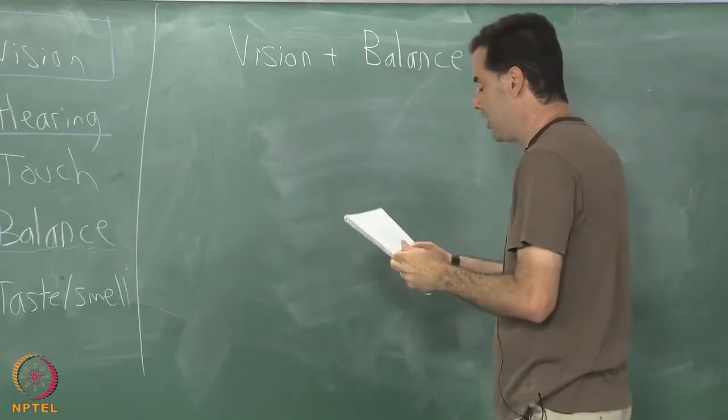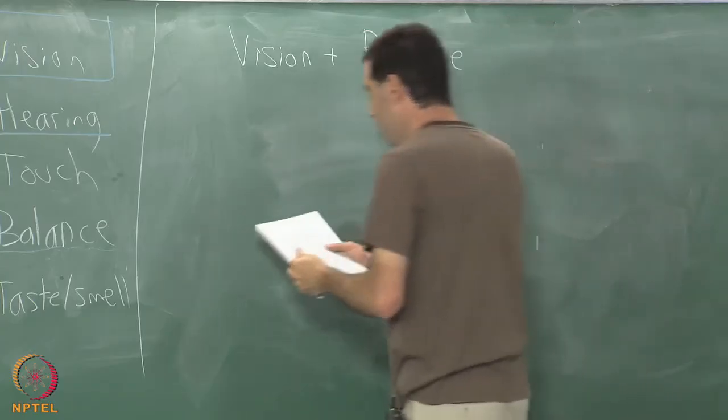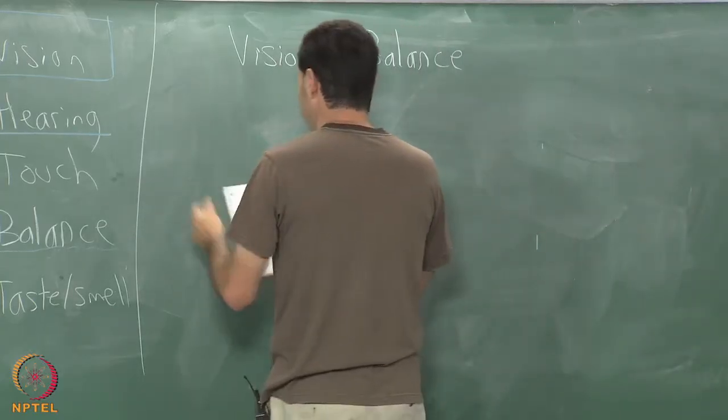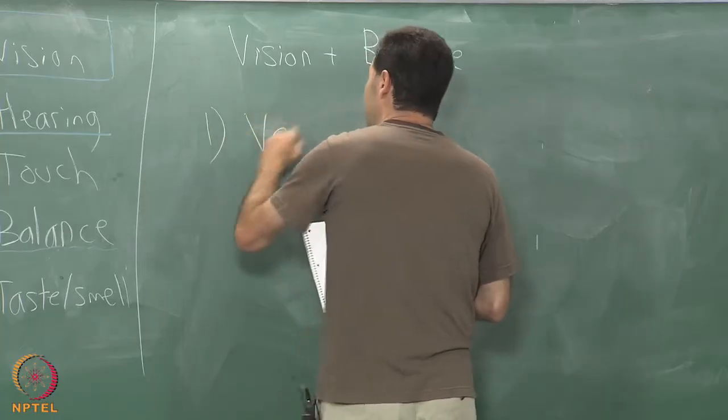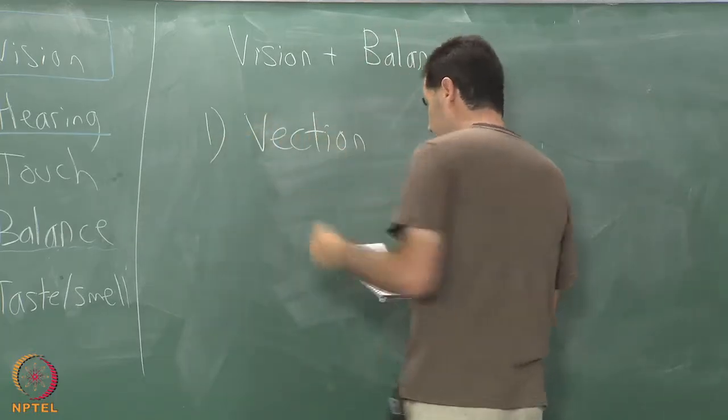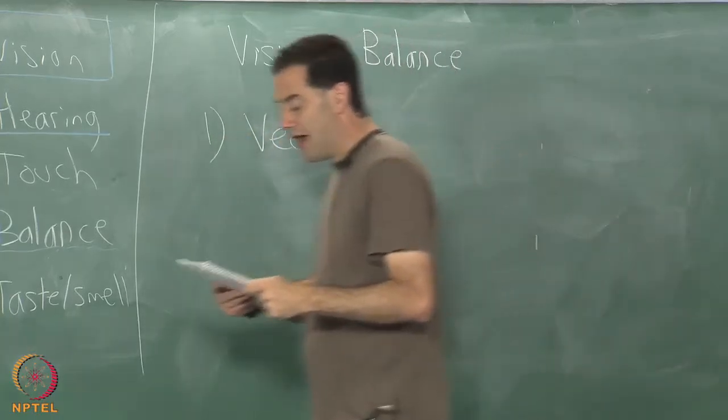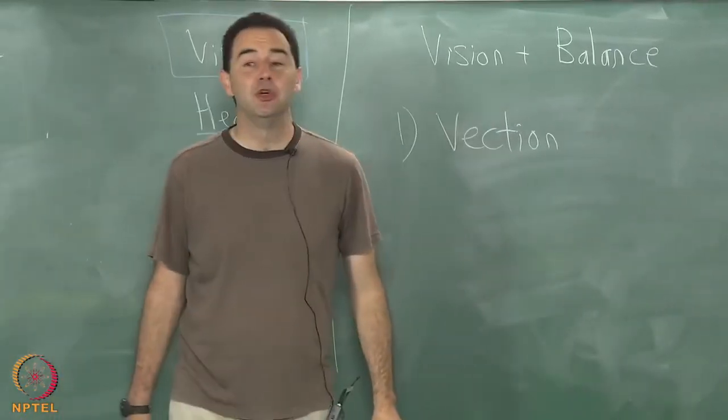When you mix those two together, balance or vestibular, you have a problem. One of them is called vection. Again, this is just a high level view. What happens in this case is this is the illusion of self motion.